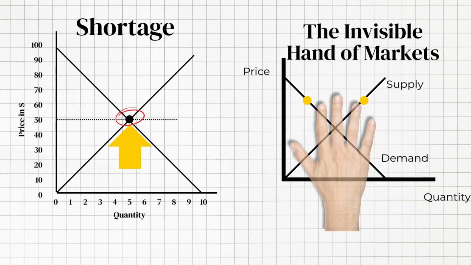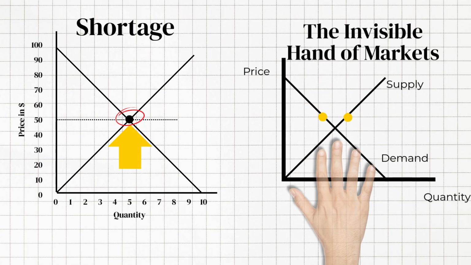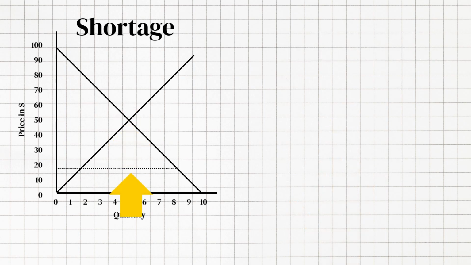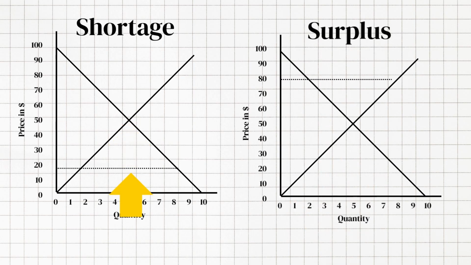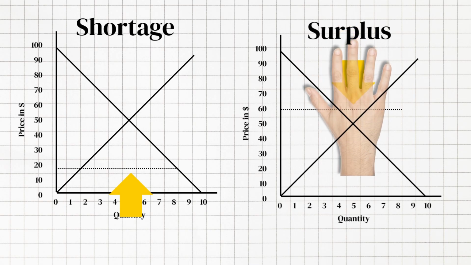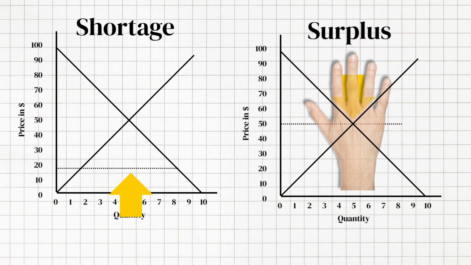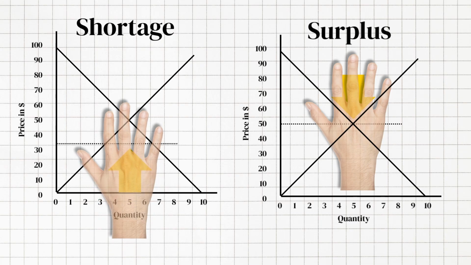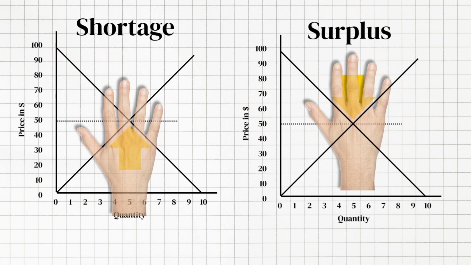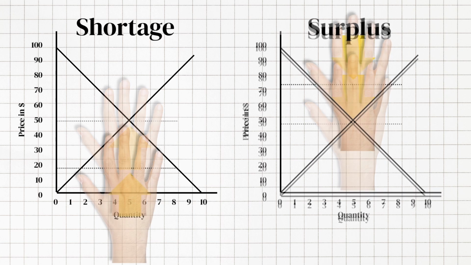What you're seeing at work here is the invisible hand that Adam Smith was talking about. When there's a surplus in the market, there will be a downward pressure on the price, and the invisible hand will pull the price back down to equilibrium. The exact opposite happens during a shortage. There will be an upward pressure, and the invisible hand will push the price back up to equilibrium. This is why we call it equilibrium in the first place.